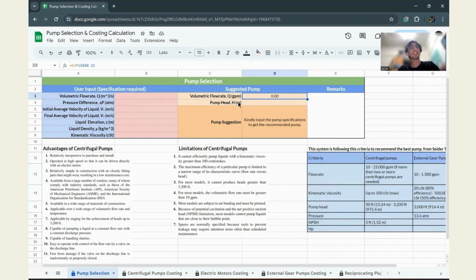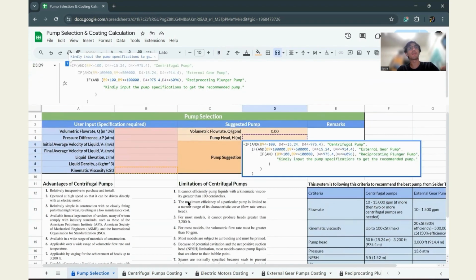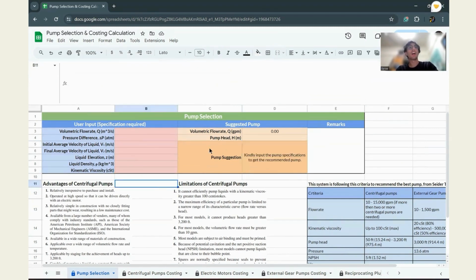Basically, it will calculate the flow rate in gallons per minute because flow rate is actually an input. And then it will calculate the pump head, which is one of the main requirements for the pump selection. And lastly is the pump suggestion. In the pump suggestion, we use an IF formula, so with the IF formula, it can suggest for you. Okay, so let's start with a few examples that will show how it can suggest.